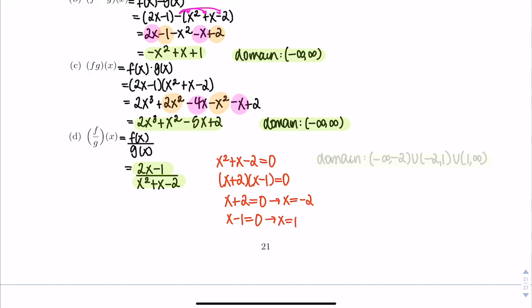So my domain is everything except negative 2 and 1. So negative infinity to negative 2, union negative 2 to 1, union 1 to infinity.